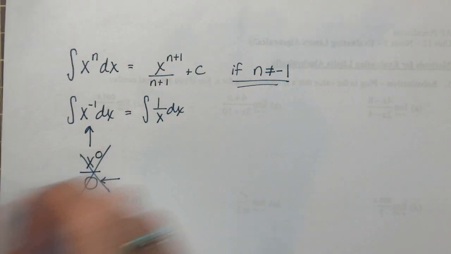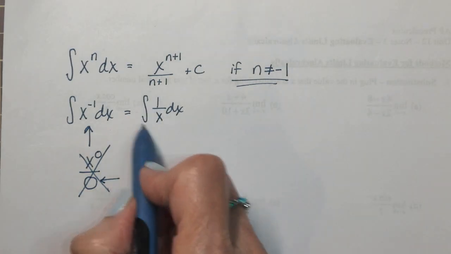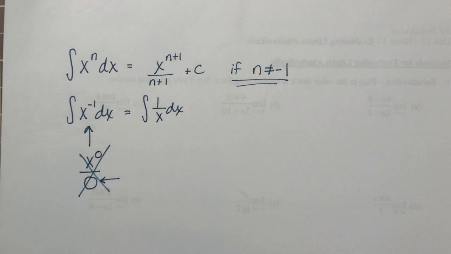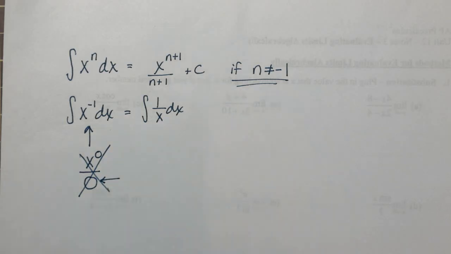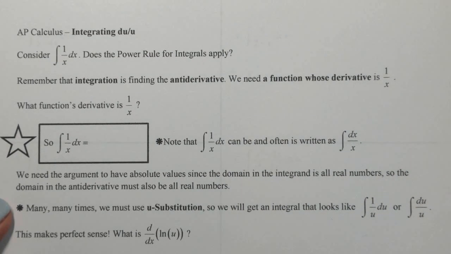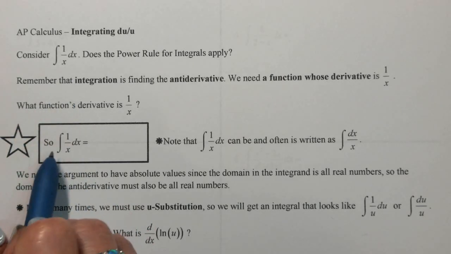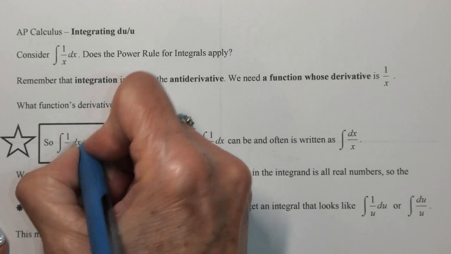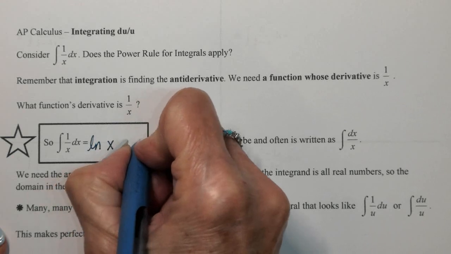That will not work. So let's think of this with the thought of what function do we take the derivative of to get 1 over x? Which function's derivative is 1 over x? It is the natural log. So that is what we're doing today. We're going to be integrating 1 over x, and we will get the natural log. So the antiderivative of 1 over x is ln of x plus c.